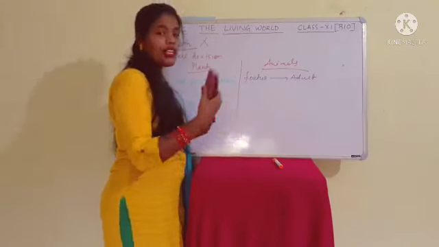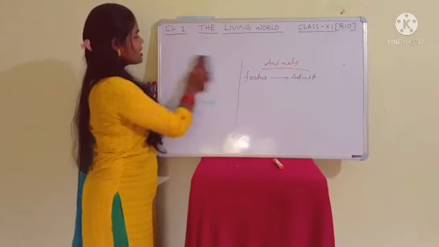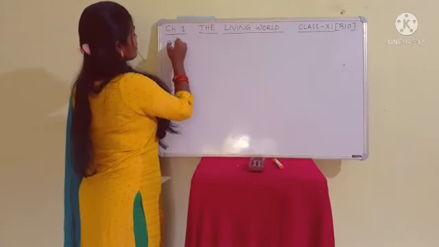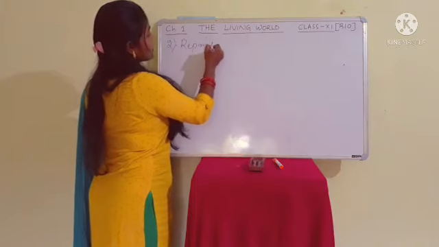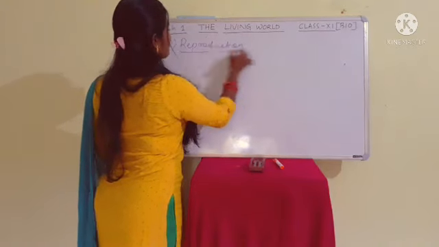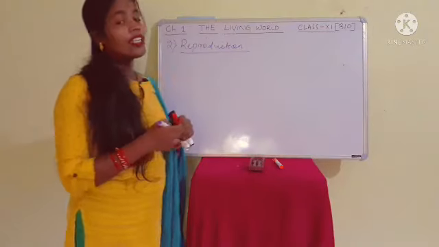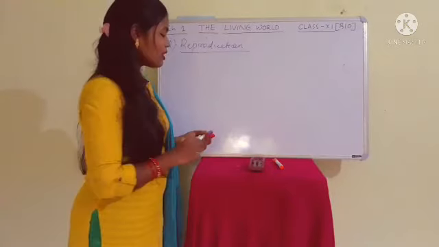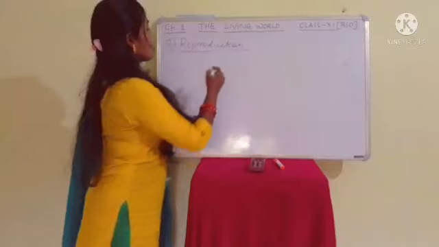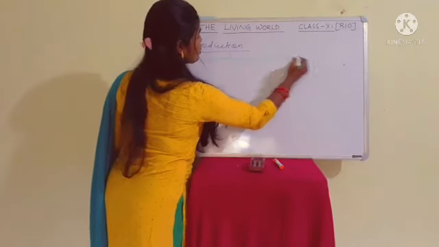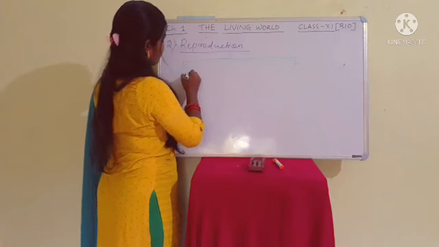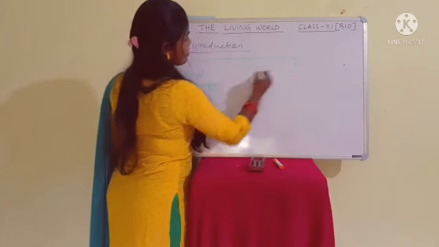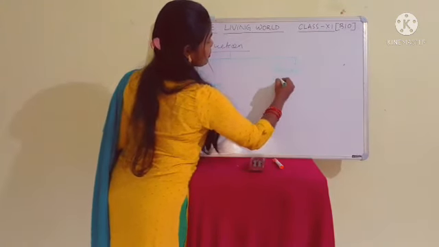After that, we will study the second characteristic. The second characteristic is reproduction. What is reproduction? Reproduction is the process by which new individuals are produced from their parents, and we know that reproduction is of two types. One is asexual reproduction, another one is sexual reproduction.